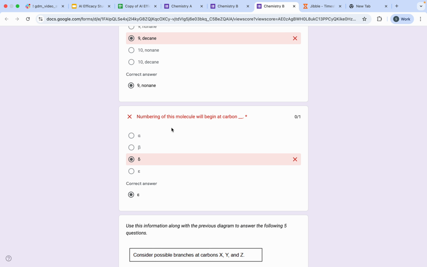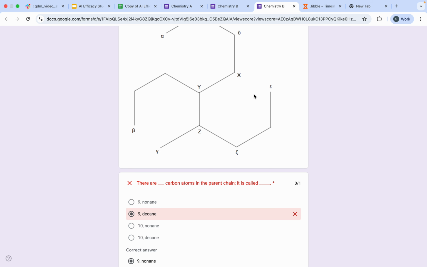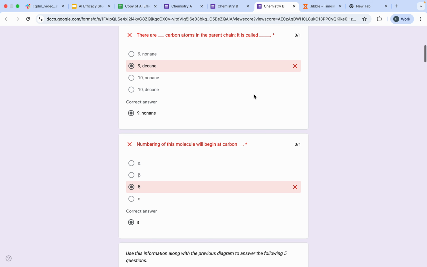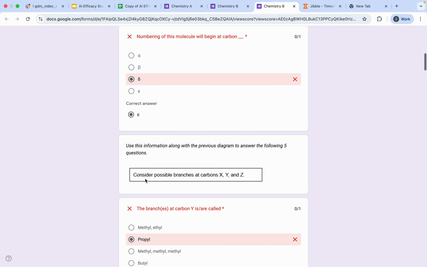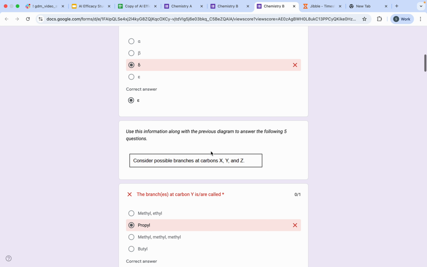Okay, now the next question is the numbering of this molecule will begin at carbon. It is epsilon. Okay, so it starts from epsilon, not delta. Okay, so using the information along with the previous diagram, answer the following 5 questions.